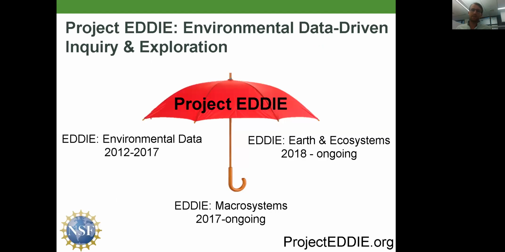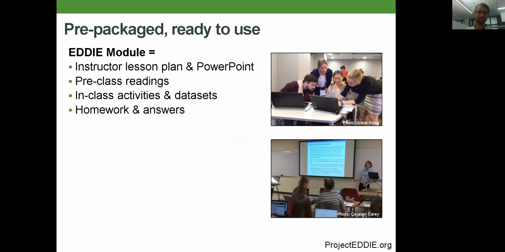A bit of background on Project EDDIE. Project EDDIE stands for Environmental Data-Driven Inquiry and Exploration. It was formed in 2012 with the goal to develop a suite of online teaching modules. So far, Virginia Tech has received funding from the National Science Foundation in a total of 4 grants which have funded this work and are funding ongoing work.